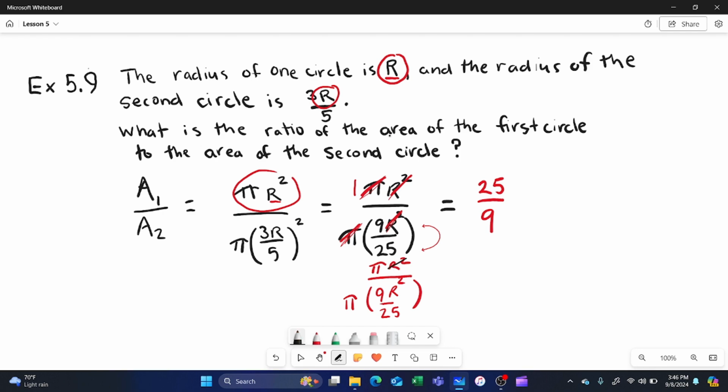So that r squared and r squared make a 1, that pi and that pi make a 1, and you end up with ultimately 1 over 9 over 25. And to get rid of this, we just invert the numerator and denominator. Ultimately, you'll end up with 25 over 9 for a final answer of your ratio, right? The ratio of the areas of the first circle to the second circle.